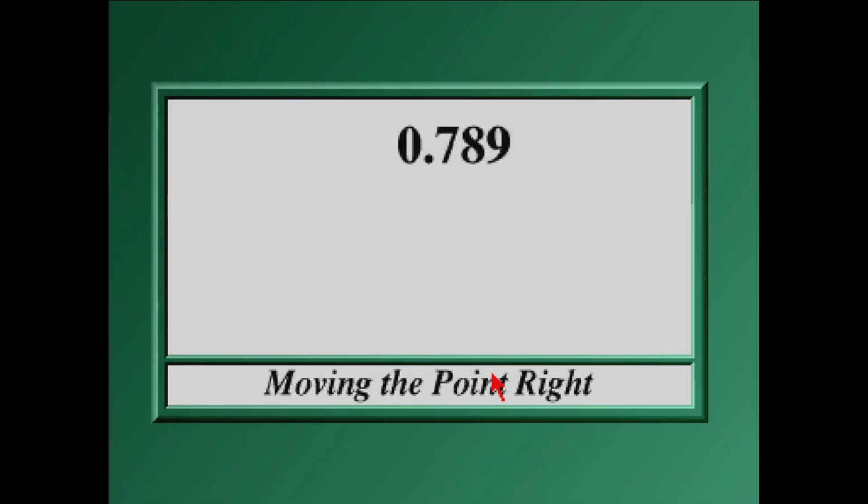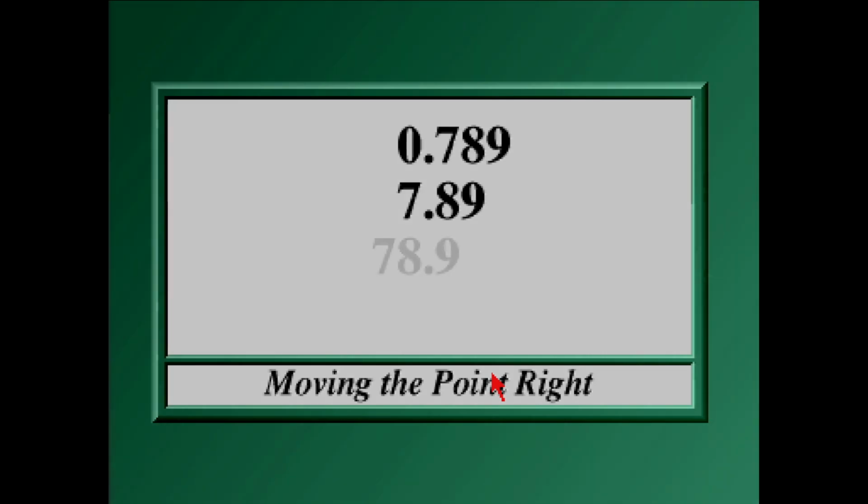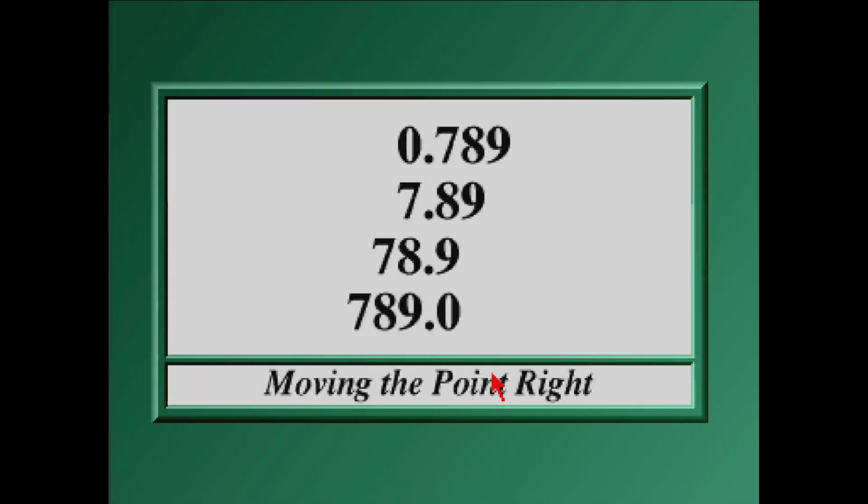For example, for the decimal 0.789, moving the decimal 1 place to the right becomes 7.89. 2 places to the right creates the number 78.9, and 3 places the number 789.